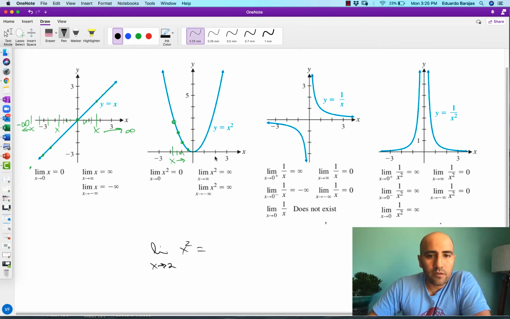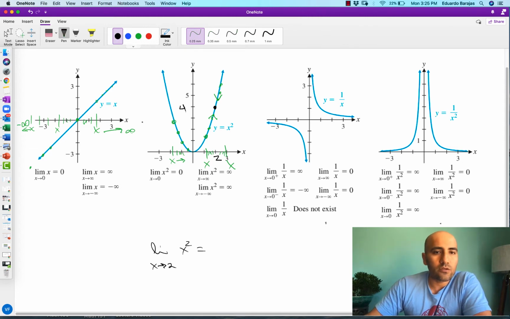So here's the number 1, 2, here's the number 2, and then it's heading this way, so we know it's going to be there at 4. As we let x approach 2 from either side, getting infinitely close to 2 on either side, we know that the output values are going to approach the number 4. So they go that way, and they go that way, and they get infinitely close to 4. So the limit as x approaches 2 of the function x squared equals 4.